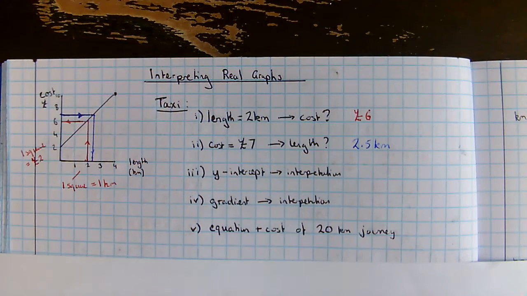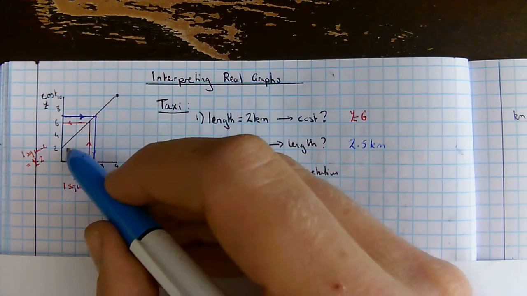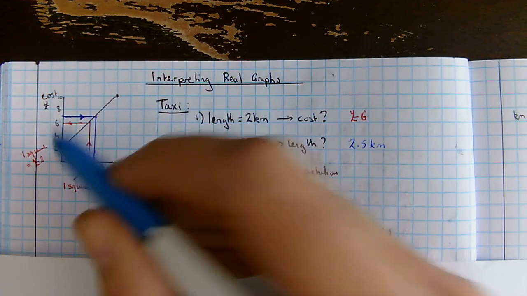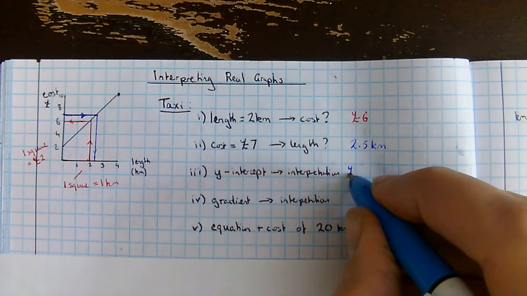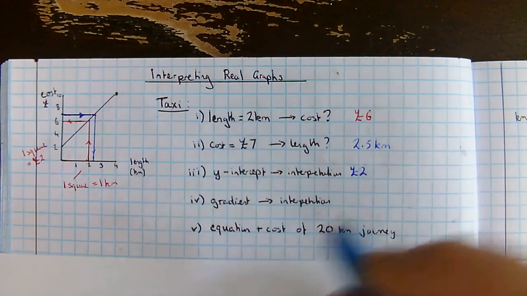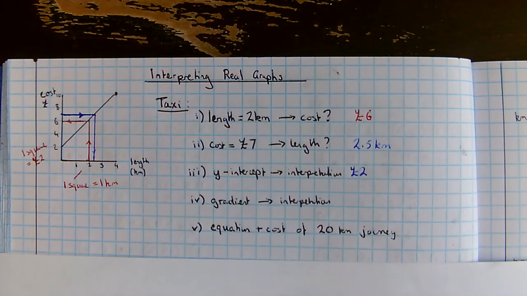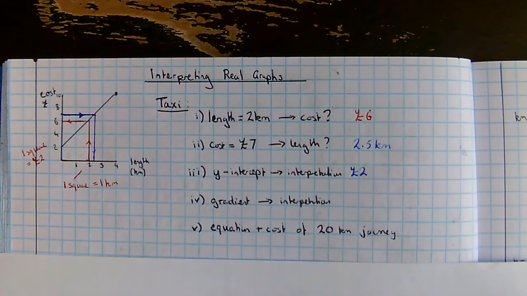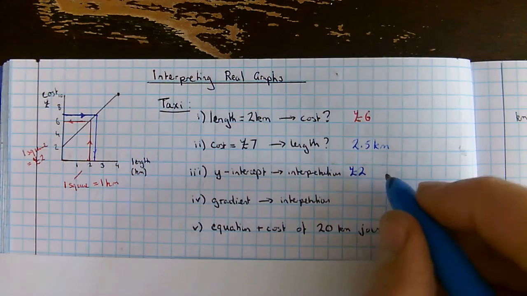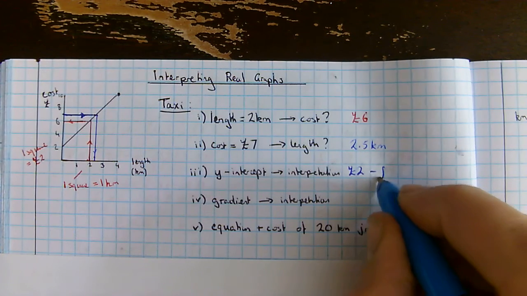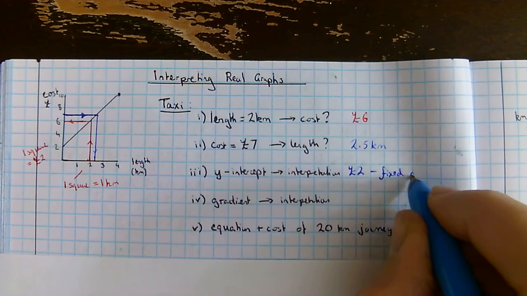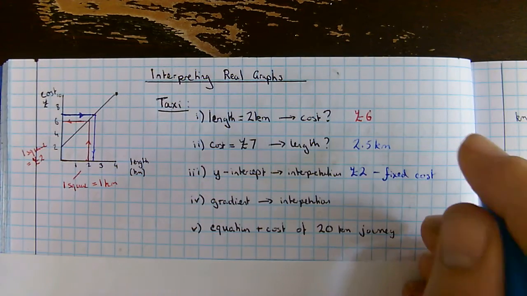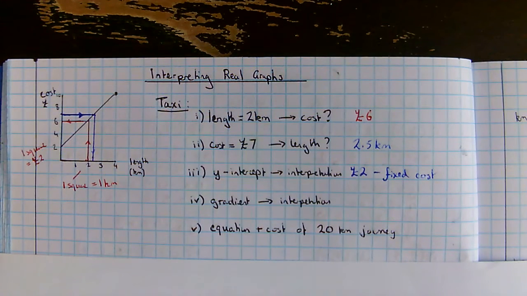Now we've done lots of work on y-intercept and gradient, so we should be able to see what the y-intercept is here. The y-intercept here is £2. What does that mean in real life? £2 is the cost of essentially a 0 kilometre journey. That's the amount that I pay just for hailing the cab in the first place. So £2 is my fixed cost. They'll charge me £2 however far I go. That first £2 is just for hailing the taxi.